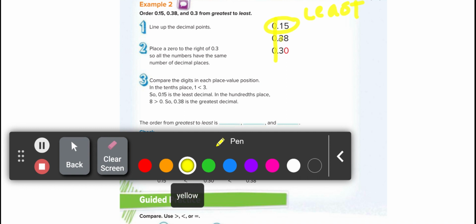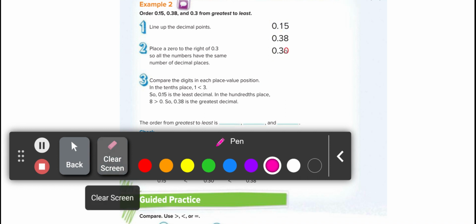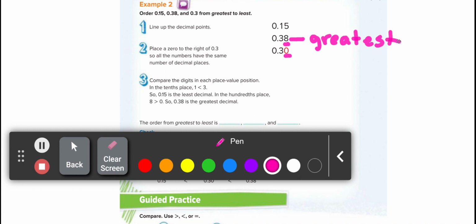Now, because this 3 and this 3 are the same, I now have to move out to my next place value. Whether you put your 0 or not, you're asking yourself which one is bigger, 8 or nothing. And hopefully we know that this is going to be my greatest because 8 is bigger than 0. And so this one's going to come in the middle.